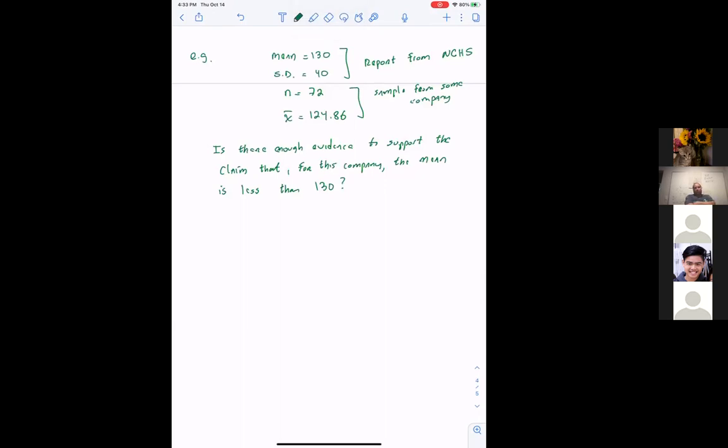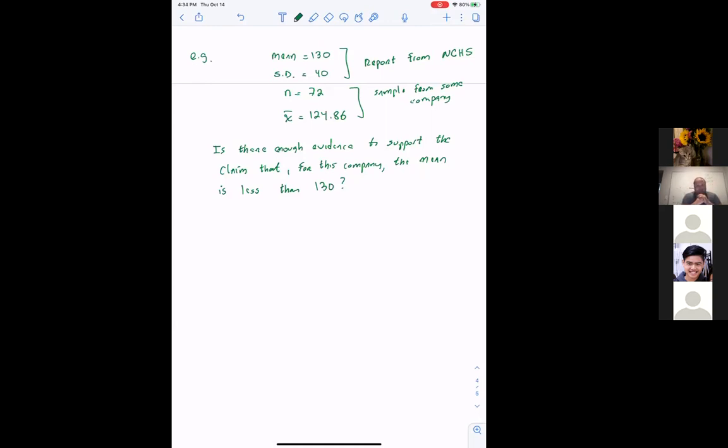So again, the National Center for Health Statistics puts out a report that says the mean of some statistic is 130 with a standard deviation of 40. Some company takes their own sample internally of 72 people and gets a mean of 124.86. And the question is, is there enough evidence to support the claim that for this company, the mean is less than 130? Now, a non-statistician would look at 124.86 and say, well, that's less than 130. We're done. Definitely. Let's move on. Let's not waste our time.